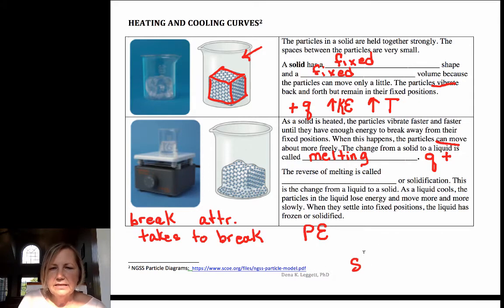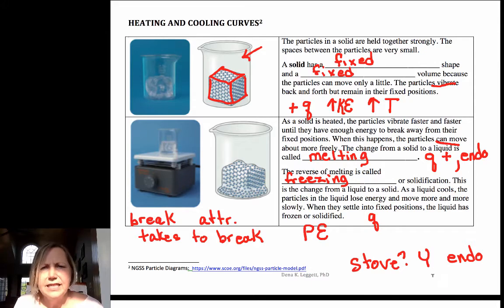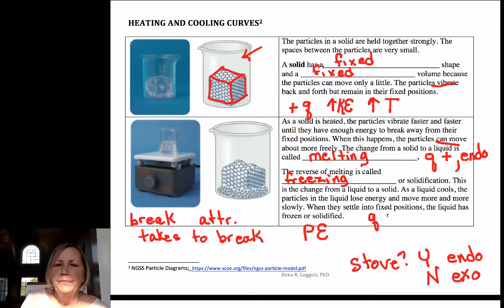I like to ask my kids to pose this question. Would putting it on the stove help the process? If the answer is yes, it's an endothermic process. The stove is providing the energy needed for my system to undergo the process. The reverse of melting is freezing. In this case, heat is released. You can't freeze an ice cube by putting it on the stove. So if the answer is no, it's exothermic. Q is negative.